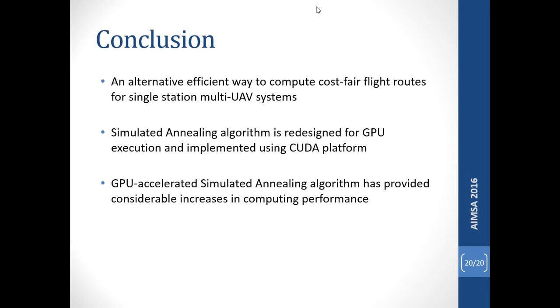So, as a result, with this study, we present an alternative way to compute cost-fair flight routes for single-station multi-UAV systems efficiently, and a simulated annealing algorithm is used to deal with the exponentially increasing computation time of the route planning problem because of its combinatorial nature. And we have redesigned the algorithm by making some modifications for GPU acceleration, and we have implemented it using the CUDA platform in order to exploit the data parallel compute mechanism of NVIDIA GPUs. And experimental results show that the GPU accelerated simulated annealing algorithm provides significant increases in computing performance for the flight route planning problem.